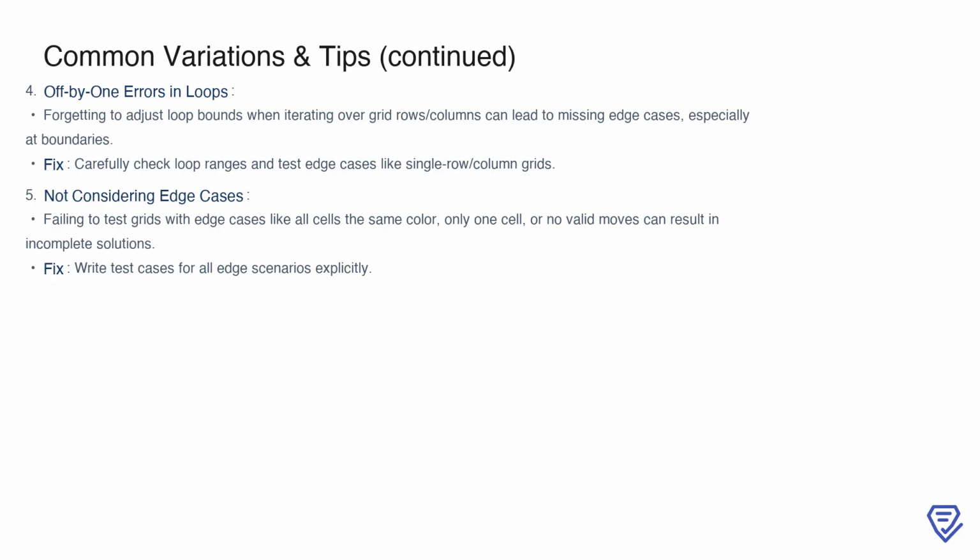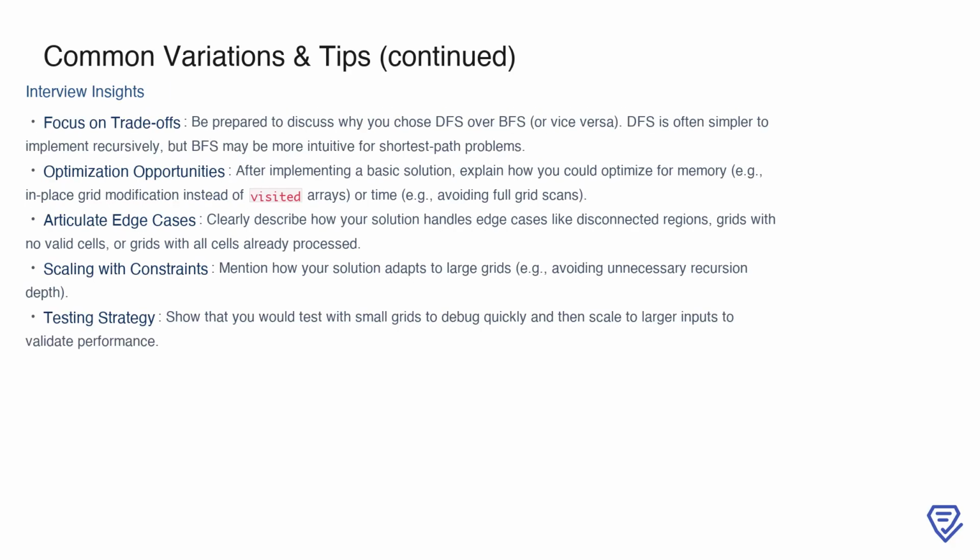When preparing for interviews, there are a few insights to keep in mind. Be ready to explain the trade-offs between using depth-first search and breadth-first search. While DFS is often simpler to implement recursively, BFS might be more intuitive for problems involving shortest paths. Optimization is another key discussion point. Once you've implemented a basic solution, explain how you can improve it. For instance, you might optimize for memory by modifying the grid in place instead of using a visited array, or improve time performance by avoiding unnecessary grid scans.